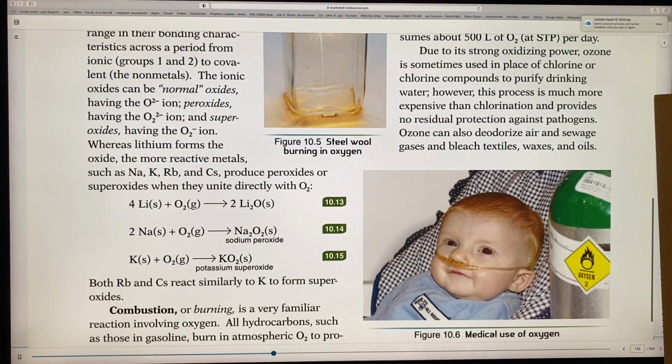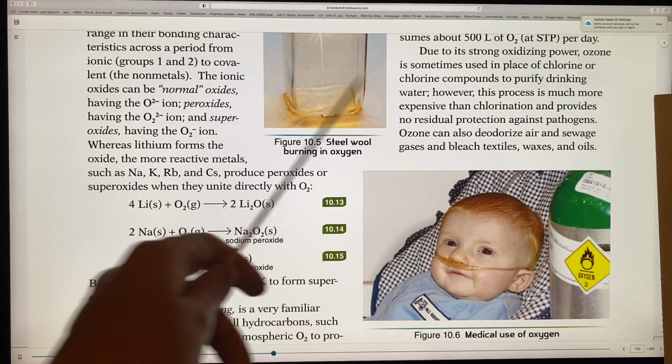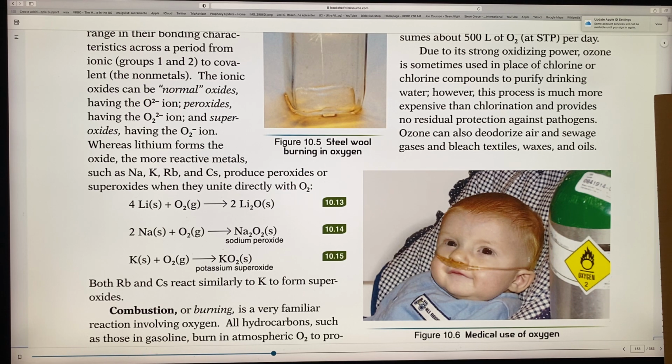Okay, let's go. The ozone can deodorize air. What is ozone? It's sometimes used in place of chlorine in purifying drinking water. Remember, to purify your swimming pool and get rid of some of the bacteria and such, you usually put in chlorine tablets. Well, sometimes they use ozone to purify, but ozone is a lot more expensive.